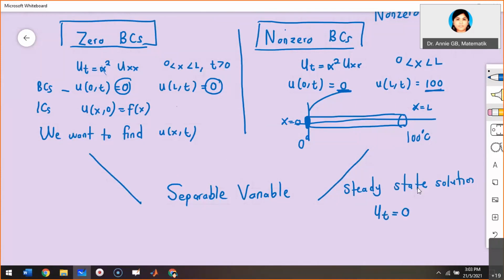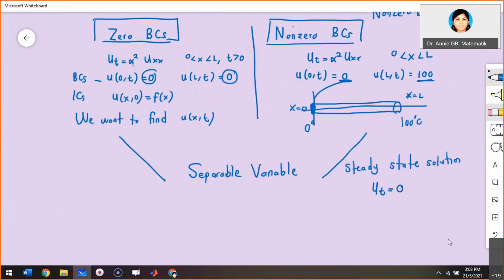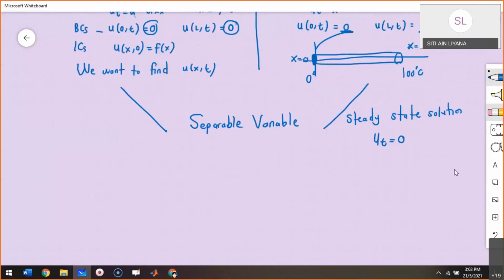Okay. So, I don't know whether you rasa macam mana? Perlu ke saya bagi contoh yang sama dalam video yang kita buat untuk separable variable ni? What do you think? Perlu doktor, perlu. Okay, kalau perlu kita buat. Okay, now we're gonna solve this zero boundary condition.